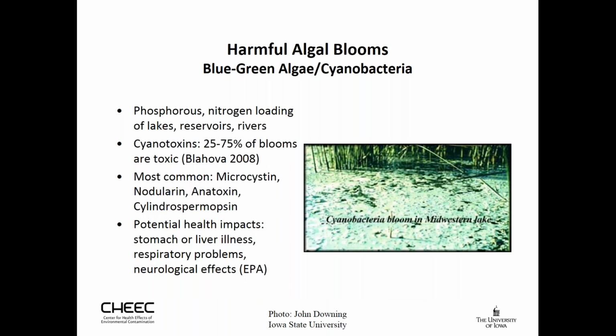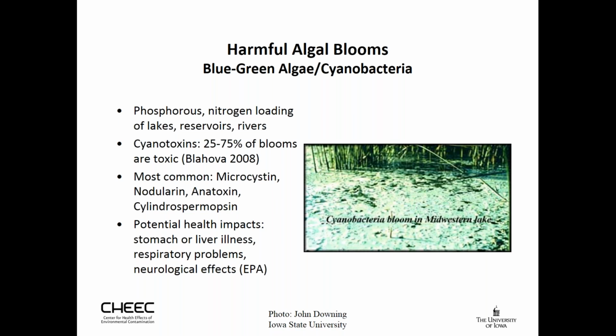Okay, moving on to another emerging contaminant. Harmful algal blooms, blue-green algae. We know that phosphorus mainly, and to a lesser degree nitrogen loading of lakes, reservoirs, and rivers can result in these algal blooms, depending on other factors, heat, and that type of thing. Cyanotoxins, it's estimated that 25 to 75% of the blooms are toxic. The most common toxins are listed here. Microcystin is the one we're most familiar with. And the potential health impacts include stomach or liver illness, respiratory problems, and neurologic effects.